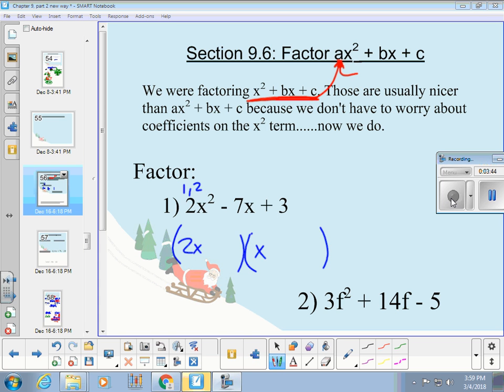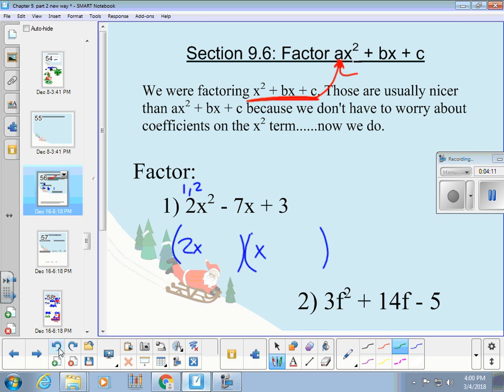Then when I'm putting a combination in there, as opposed to in the past where we could just worry about the factors of 3 and the factors that would combine to give me 7, now we're going to have to consider that when I take 2x and do my FOIL, multiplying my first term and then my outside term, things are going to have to combine correctly for me to get negative 7x in this case.